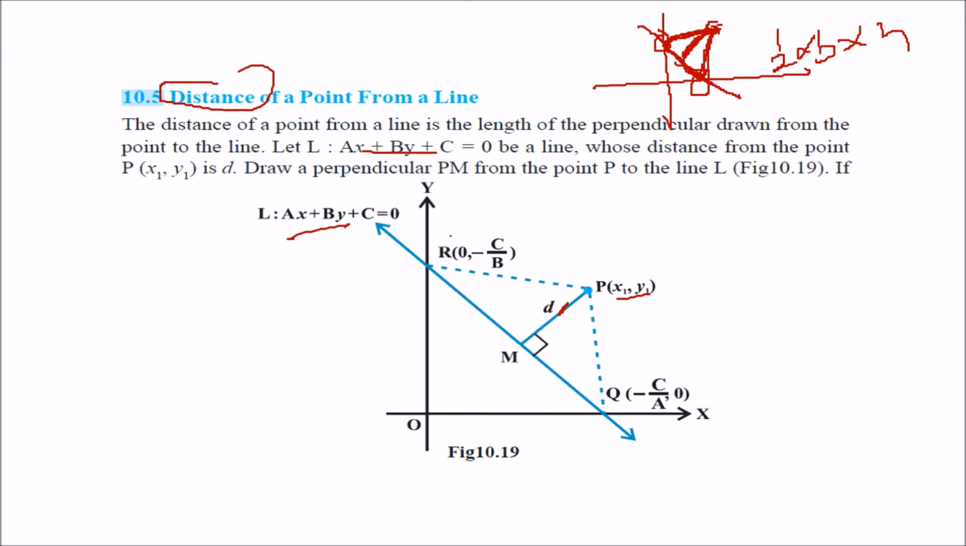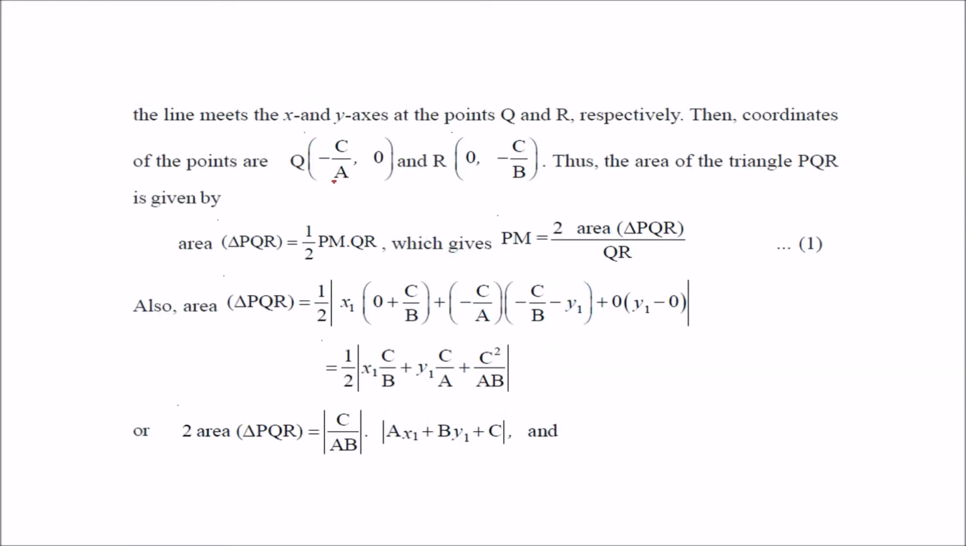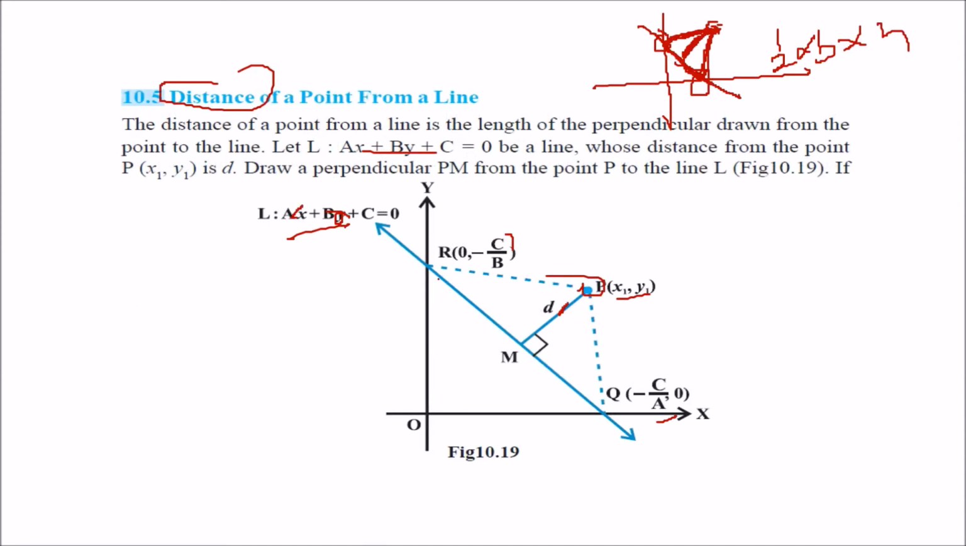When this intersects with the y-axis, just place x equal to 0, you will get y equal to minus c by b. And when this intersects the x-axis, you place just y equal to 0. So x will be minus c by a, and of course y will be 0. Now this happens, and you have these points. So half into base into altitude is our area of this triangle PQR. The area of P, Q and R is half into base into altitude.